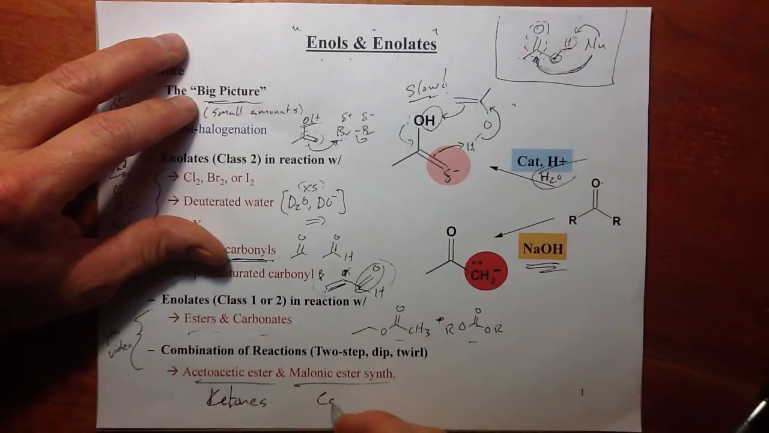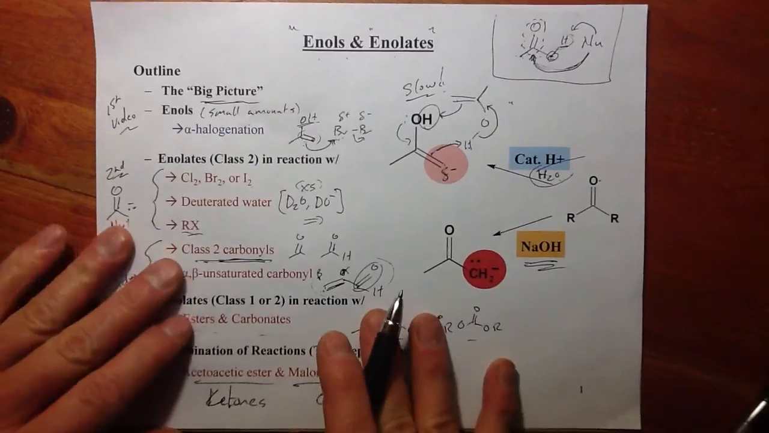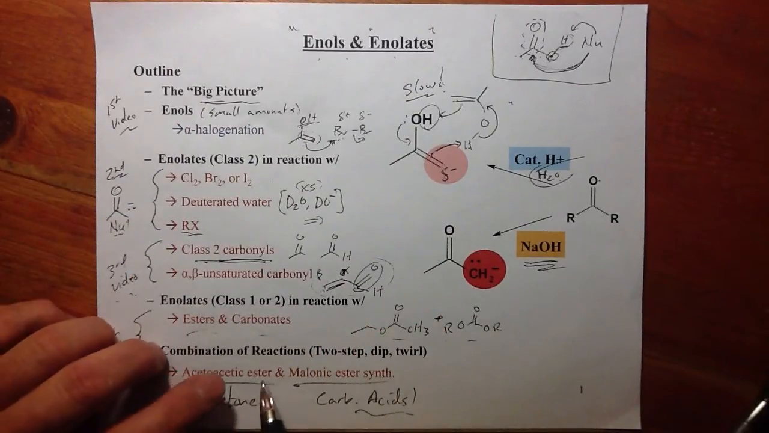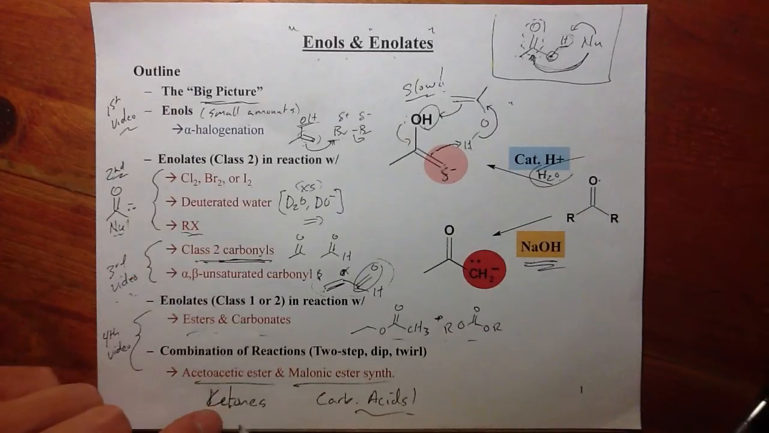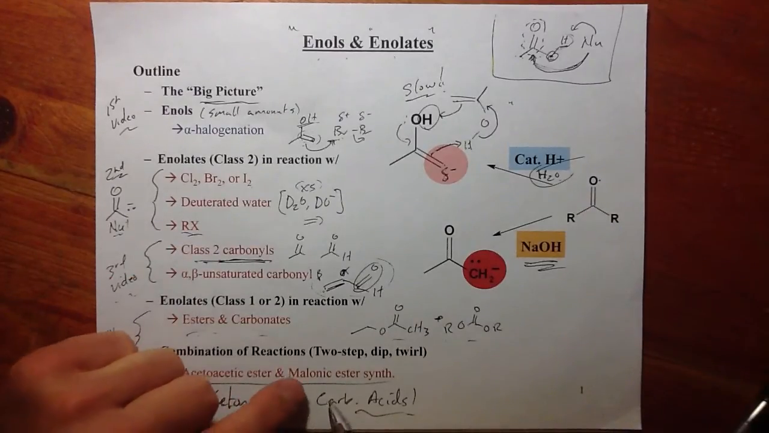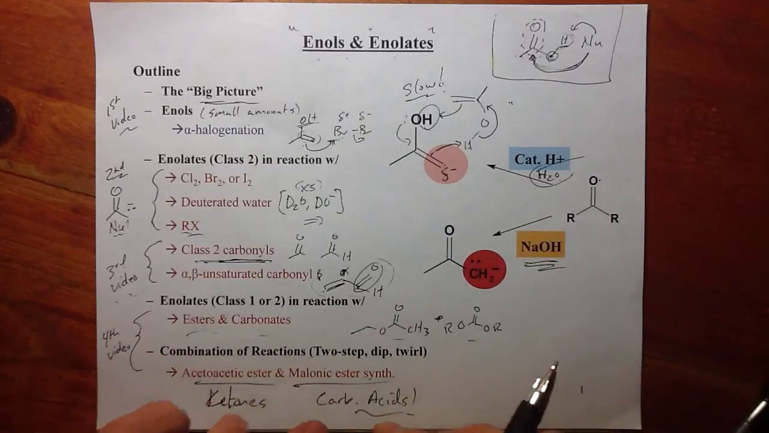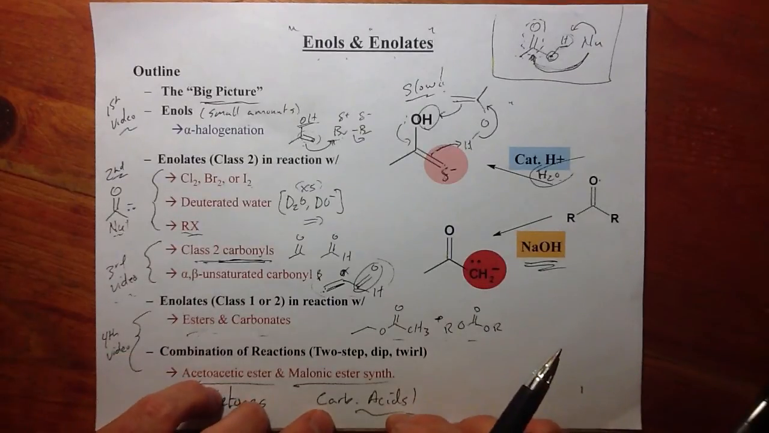Malonic ester synthesis, it's kind of funny. I mean, you'd think, well, you form a malonic ester because that says malonic ester synthesis. No, you form carboxylic acids. I know it's kind of odd to say acetoacetic ester synthesis, but they're really talking about the reagent that we start with. Acetoacetic ester synthesis, well, we're synthesizing ketones. And malonic ester synthesis, we're synthesizing carboxylic acids.